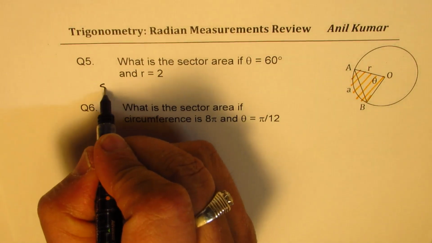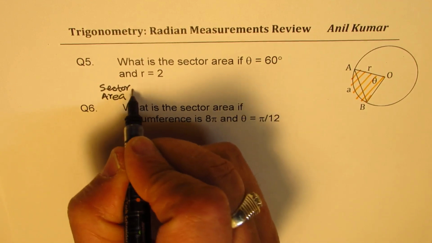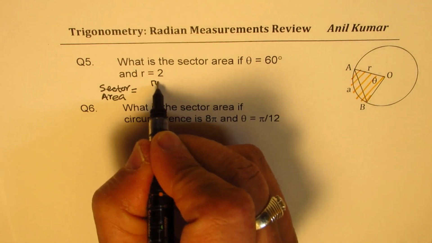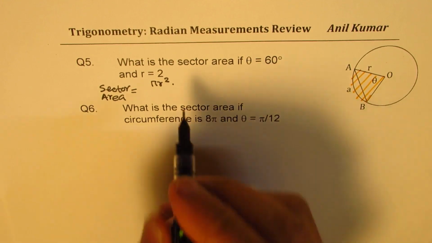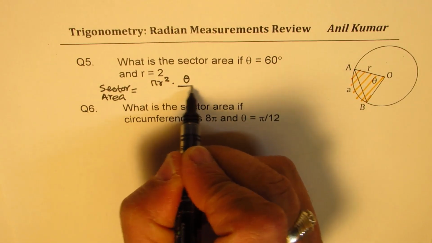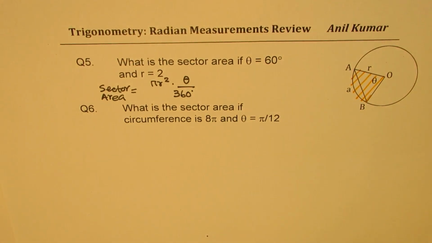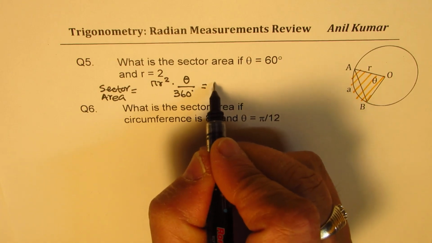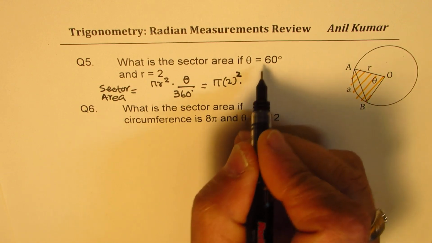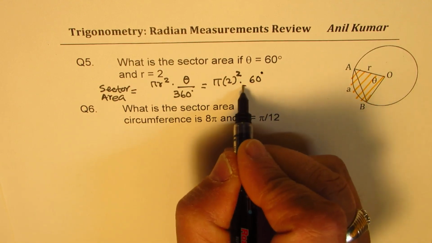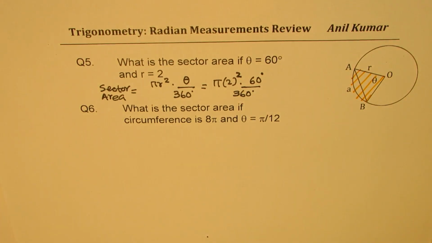So the sector area basically is the ratio of total area, which is pi r square, times the angle. Now since the angle is given in degrees, we'll keep the angle in degrees and divide by full circle angle of 360 degrees. Does it make sense to you? Perfect. So that is how you could do it. So we have pi, r is 2, so 2 square, times angle is 60 degrees, divided by 360 degrees. So that is how we are going to find the answer.